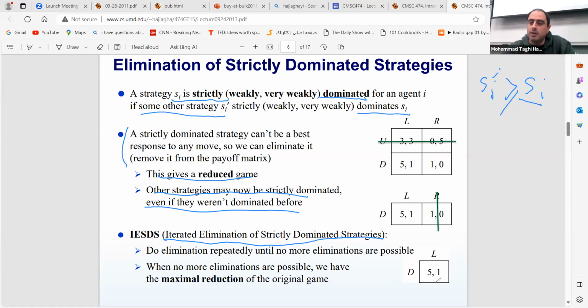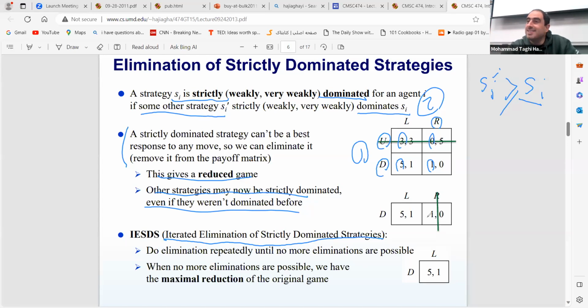So let's consider, for example, this prisoner's dilemma. Let's consider player 1 and player 2. You can see that for player 1, U is strictly dominated by D. Why? Because if the other person is doing L, then if you do D, you get 5 versus 3. And if the second person is doing R, then you get 1 instead of 0. So U is essentially a loser strategy, and a loser strategy can be removed. So you will just remove it.